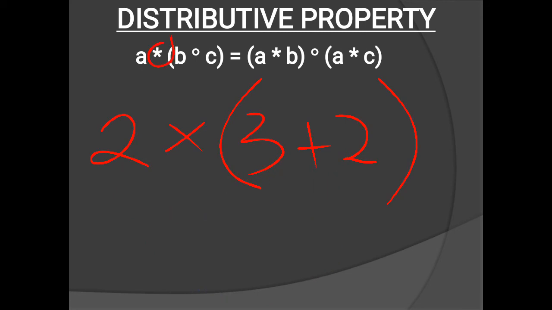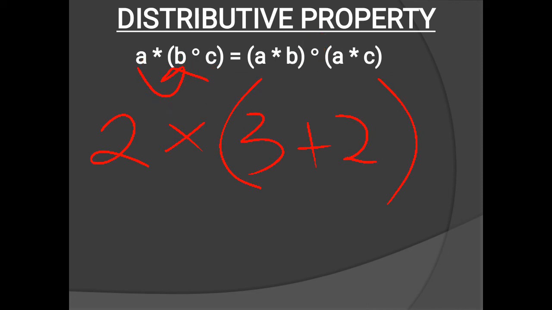So the first one here is always multiplication, always, just like this is always multiplication. So A times B, which we have here, plus, it can be minus as well, A times C. So that is it.